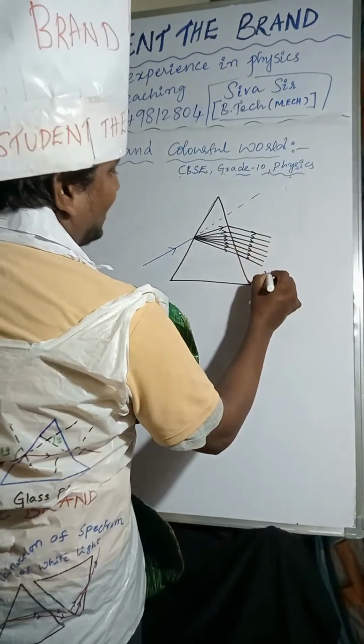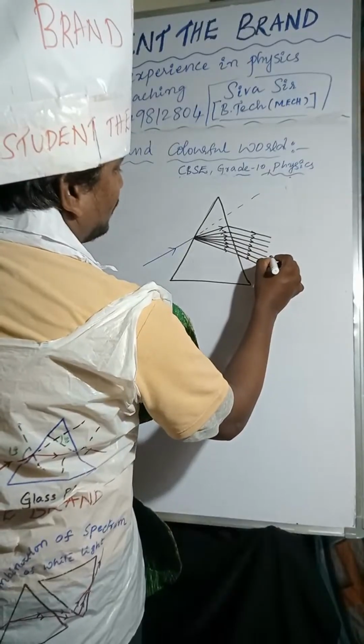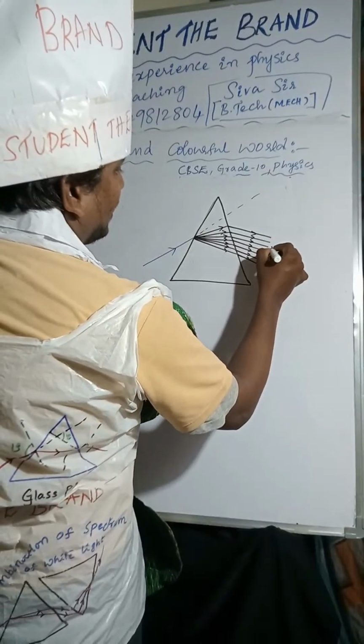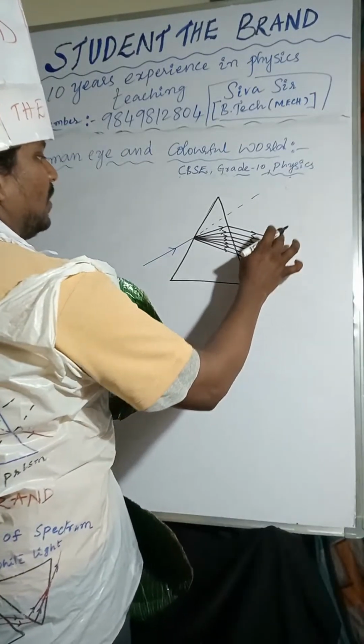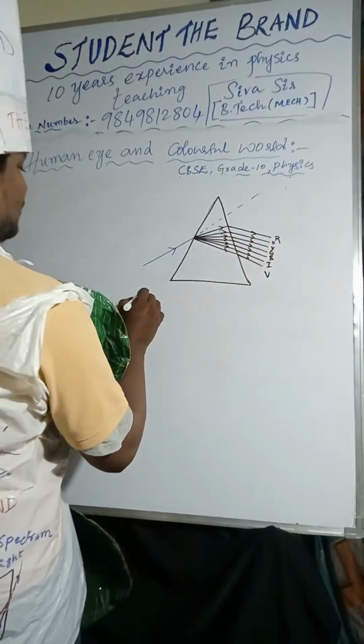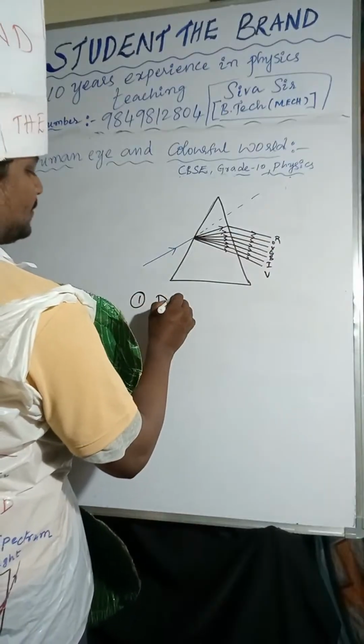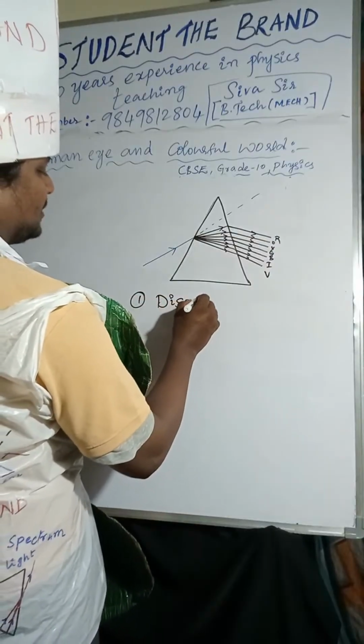You can see violet, indigo, blue, green, yellow, orange, red. So splitting of white light into 7 colors is known as dispersion.